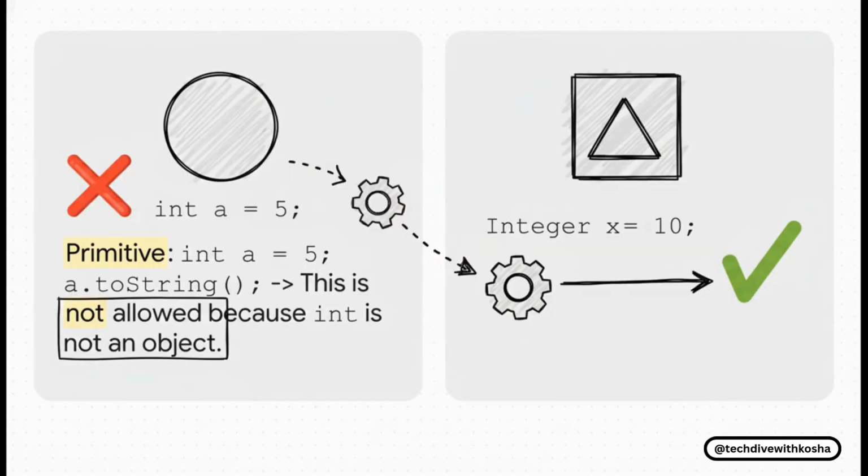Here's what that actually means when you're coding. If you declare a primitive int a, you can't do something like a.toString(). It just won't work. The compiler will yell at you because a isn't an object. But if you use the Integer object instead, it works perfectly. This is the real-world consequence of breaking that first rule.